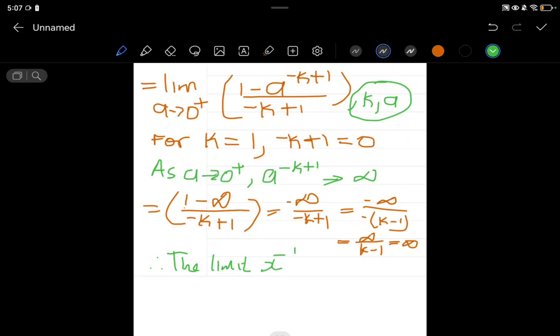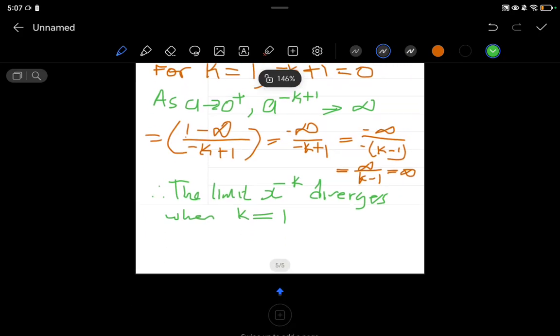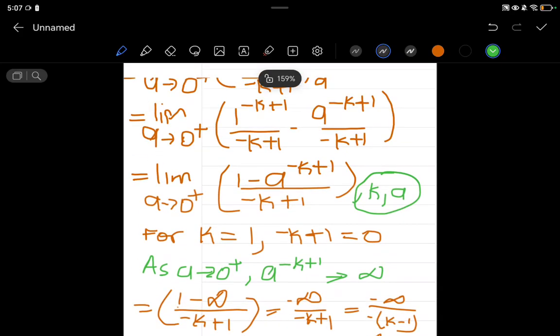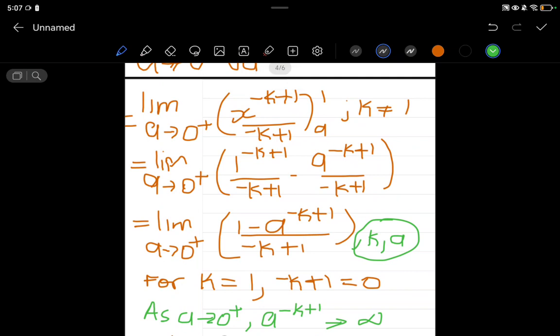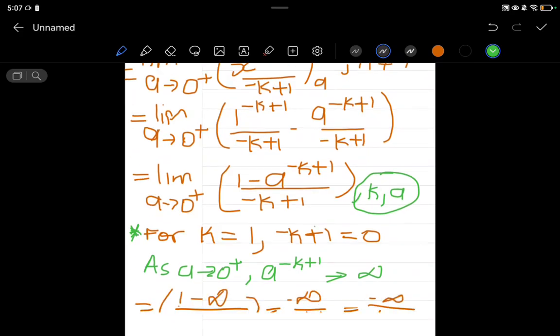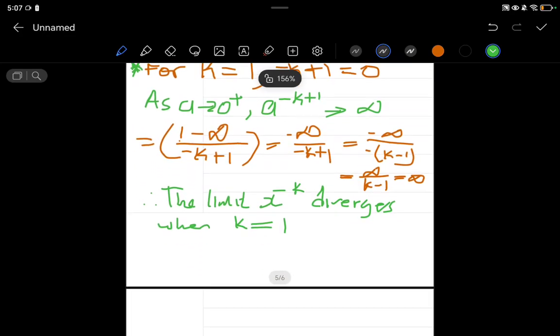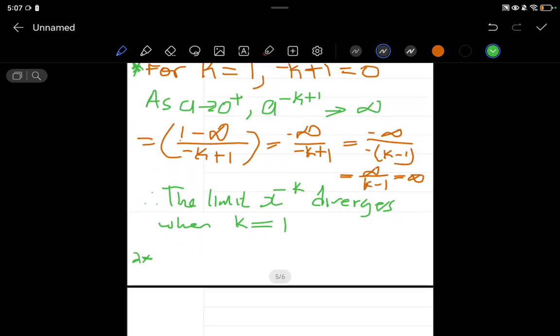So we're going to say the limit, I'm not going to say the integral, the limit of x to the minus k diverges when k is equal to 1. You see, right? Then I come and check the second case. Don't forget case 1 was that k is equal to 1. So I'm going to put a star here for case 1, then I'll put 2 stars for case 2.